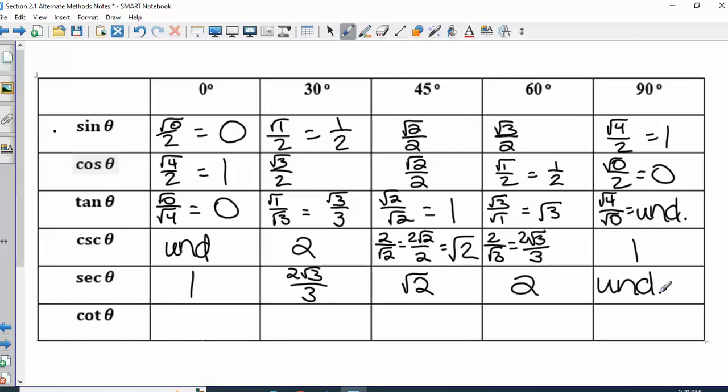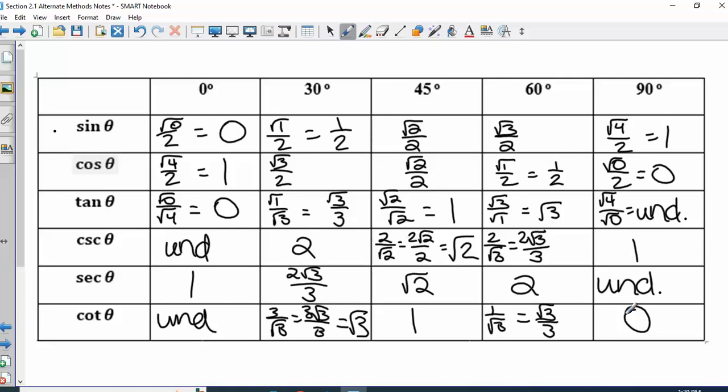Alright, how do I get cotangent? Reciprocal of tangent. Reciprocal of 0. Okay, if I take radical 3 over 3 and flip it, I get 3 radical 3 over 3, or just the square root of 3. Reciprocal of 1. Okay, reciprocal of radical 3 is 1 over the square root of 3. Radical 3 over 3. What is the reciprocal of undefined? 0. Does everyone know where I got all these values?